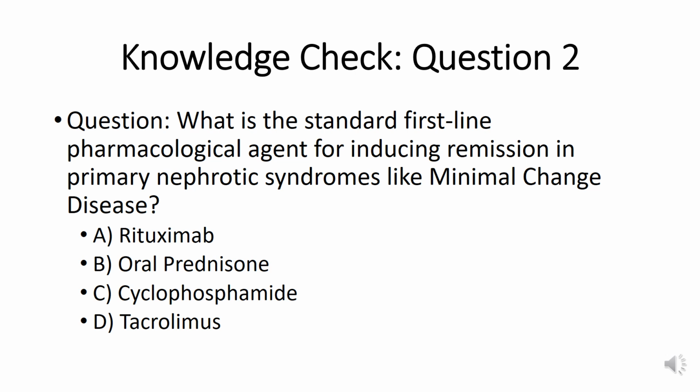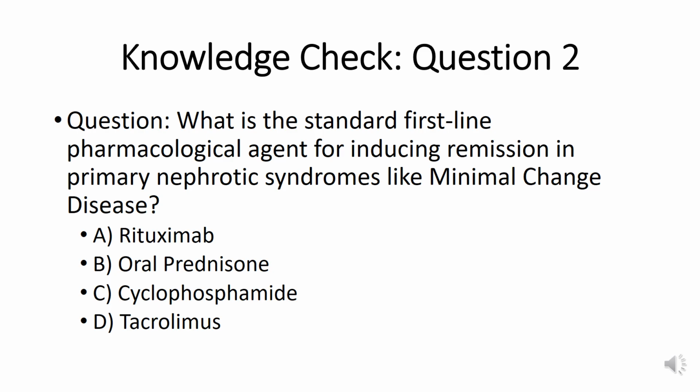Corticosteroids remain the cornerstone of therapy for most patients with primary nephrotic syndrome. Among these agents, oral prednisone is the traditional first-line choice and has been used successfully for decades. Minimal change disease is an immune-mediated disorder that causes injury to the podocytes, leading to massive protein loss in the urine.